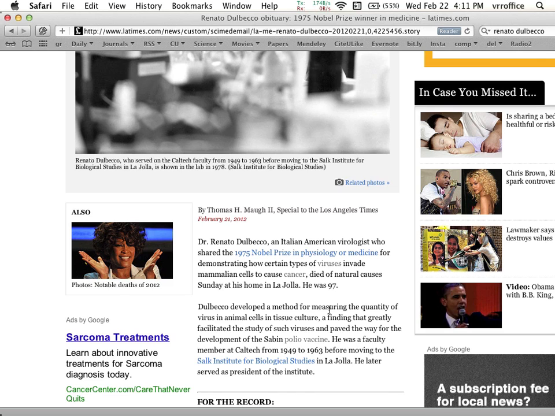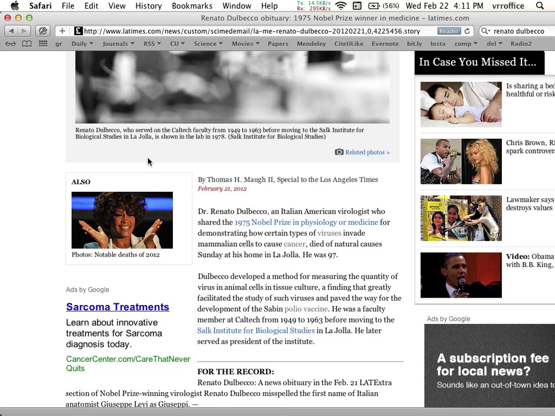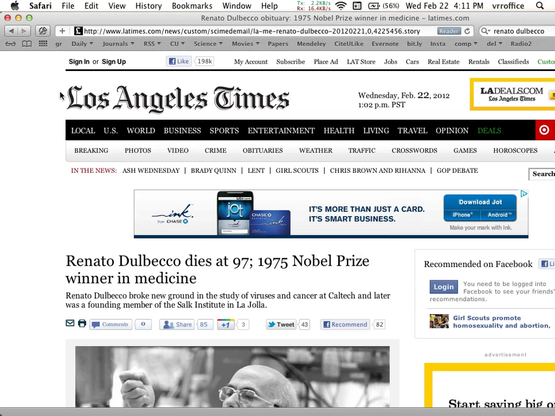So now, having been in this course, if you ever read this, you would immediately know that he developed which assay? The plaque assay. And he was the first to do it for animal viruses. He also was important for figuring out how viruses cause cancer. And that's the reason he got the Nobel Prize. So we'll be talking about him a little bit more later on in this course.